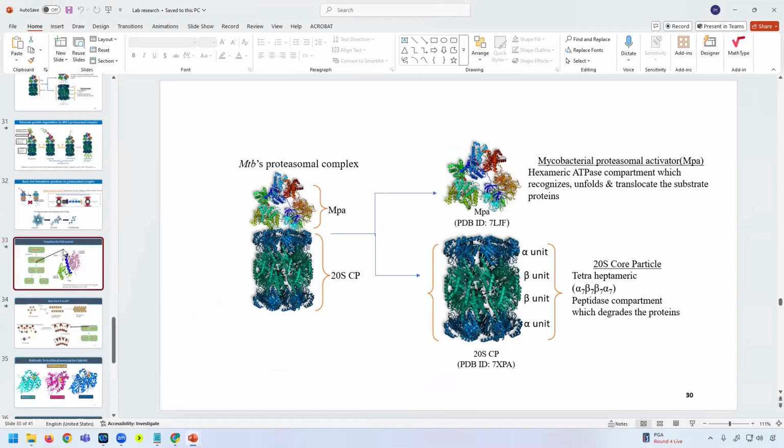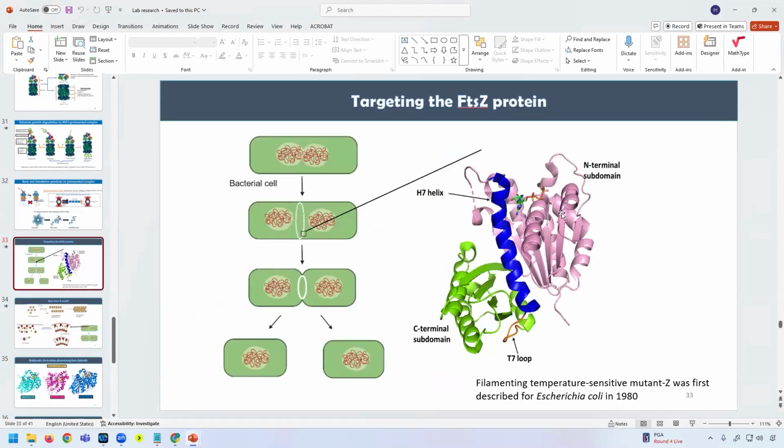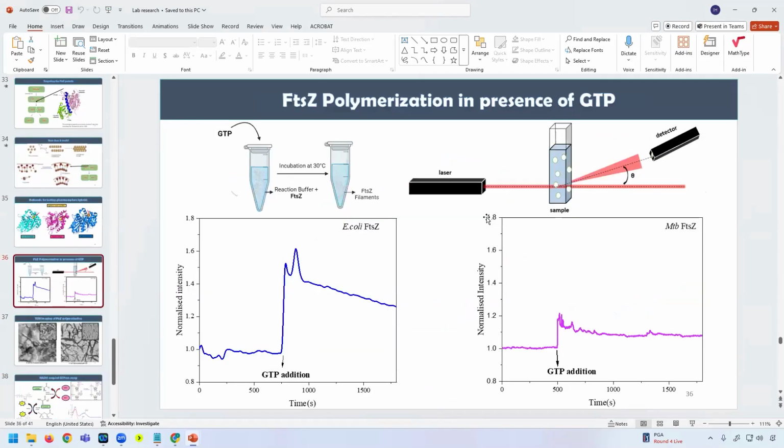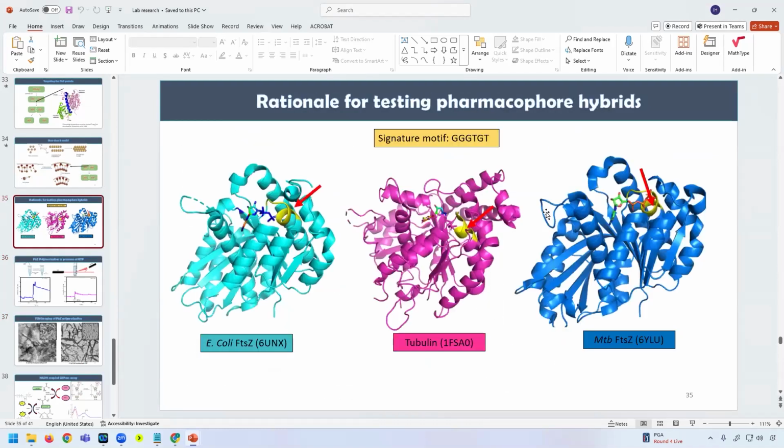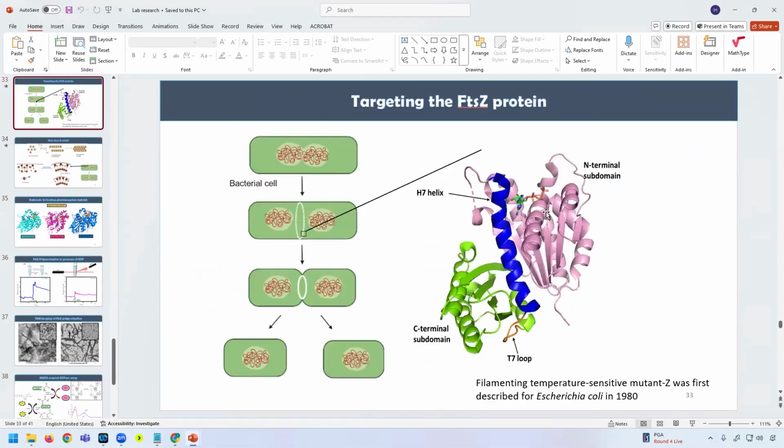Similarly, this is the protein called FtsZ, which helps in the division of the cell. So the cell is dividing, and this is the protein. It forms nice polymers like this. You see, this is a TEM image, a transmission electron micrograph. These are nothing but protein fibrils, and these fibrils are the ones that are essential for the dividing of the cell.